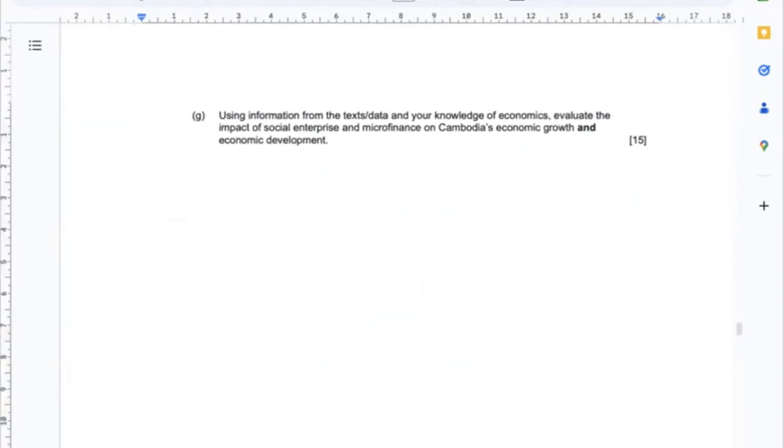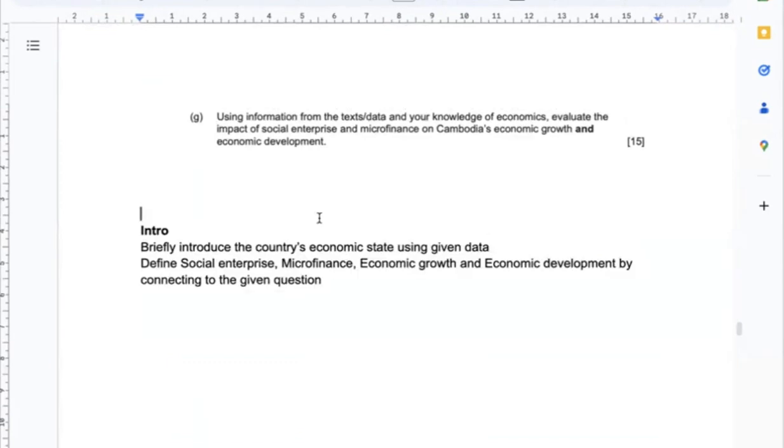Question G. Using information from the text, data, and your knowledge of economics, evaluate the impact of social enterprise and microfinance on Cambodia's economic growth and development. Introduction will briefly introduce the country's economic state by using the given data, and then I can include the definitions of social enterprise, microfinance, economic growth and development by connecting them to the given question.